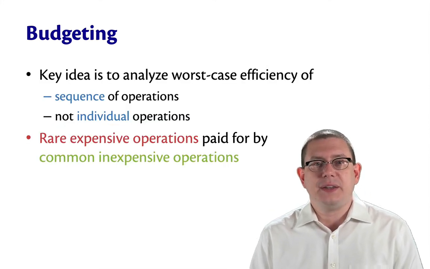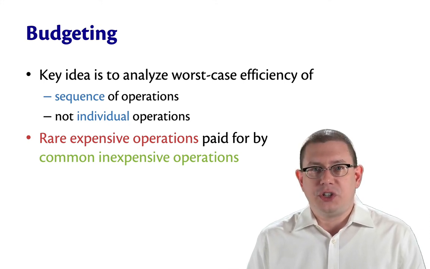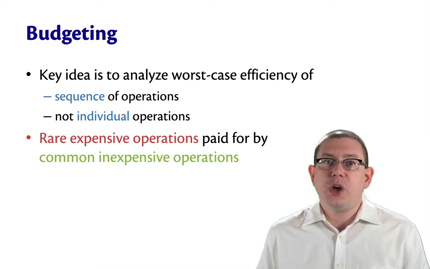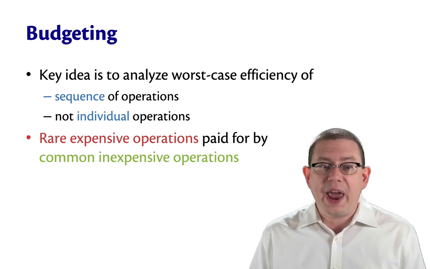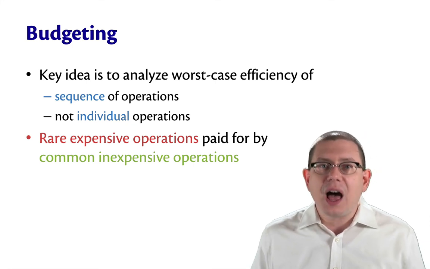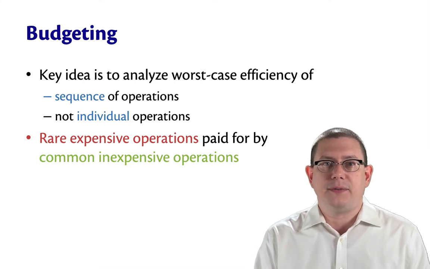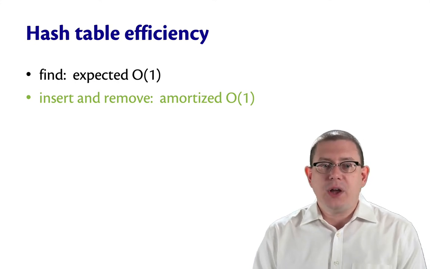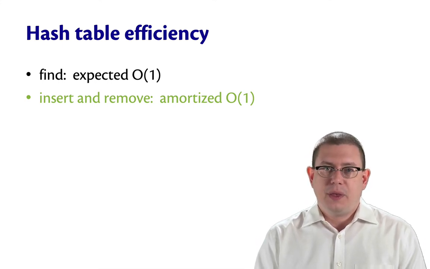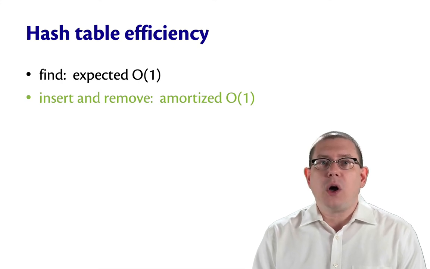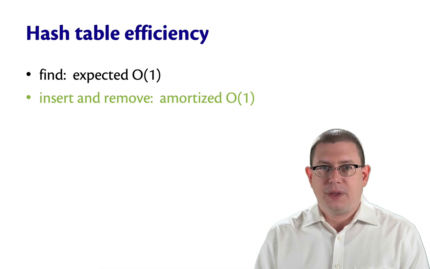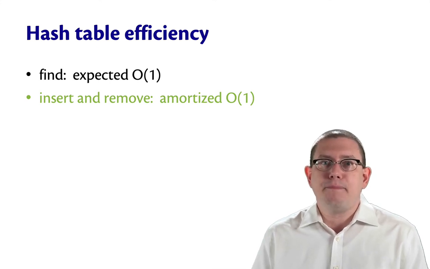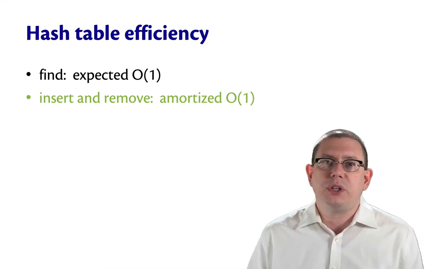So here's the idea of this kind of analysis. We analyze the efficiency not just of an individual operation, but of a sequence of operations, so that we can use a kind of budgeting model to pay for those rare, expensive operations by setting aside a little bit with each one of those common, inexpensive operations. With that kind of analysis, the find operation for hash tables is still expected constant time. But insert, well, that can be what we call amortized constant time. The word amortized here is a financial term, and it basically means the kind of budgeting that we're doing here by setting aside money to pay for expensive operations with each one of those little cheap operations.